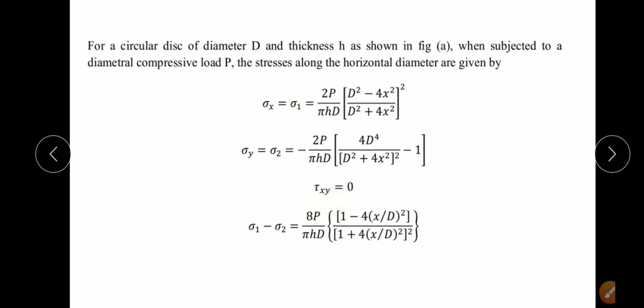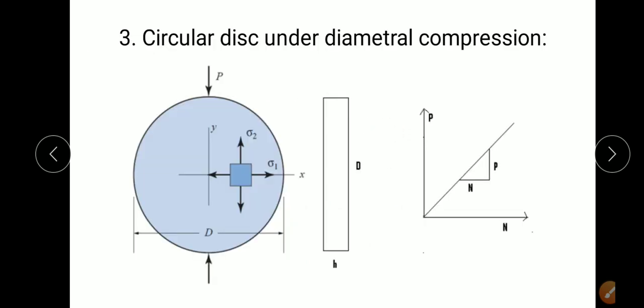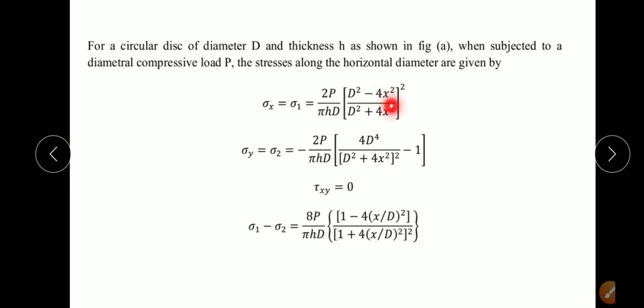So if you take sigma 1 minus sigma 2, you will get this form of equation, that is 8P by pi hd. What we consider is x equal to 0, means x is going to be 0 at the center. So what is the stress at the center we are going to consider? If we consider x equal to 0, this 4x term is 0, and d square by d square will cancel out, and you are going to get 2P by pi hd.